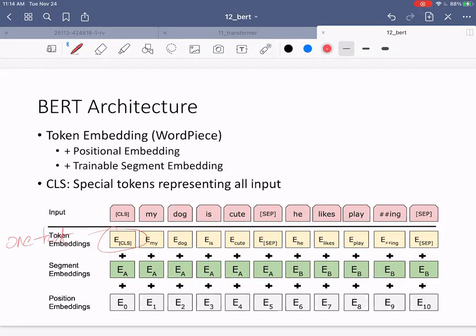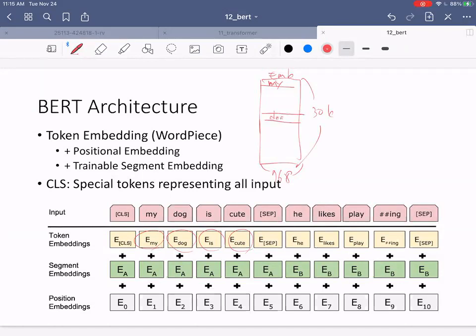Actually, no, I'm sorry. This is not one-hot embedding. I should have been more clear about that. The word embeddings here are learnable, a trainable embedding. So it has its own embedding. For example, let's say these are 768 dimensional vectors, and this matrix has about 30,000 rows.